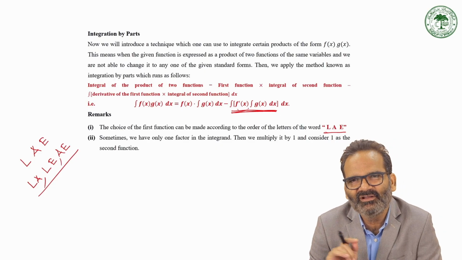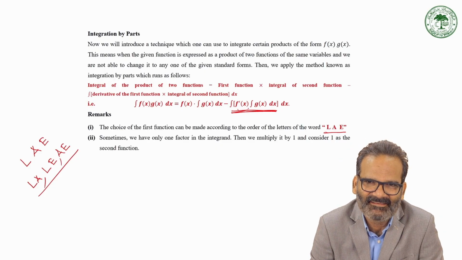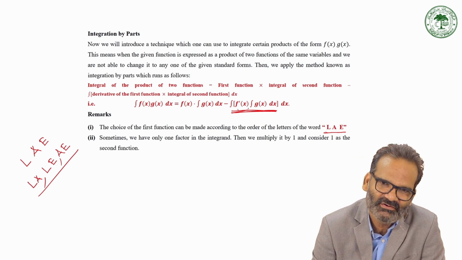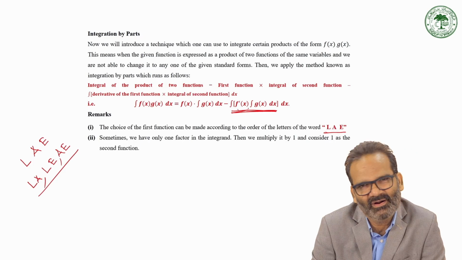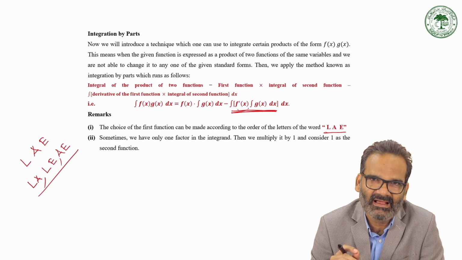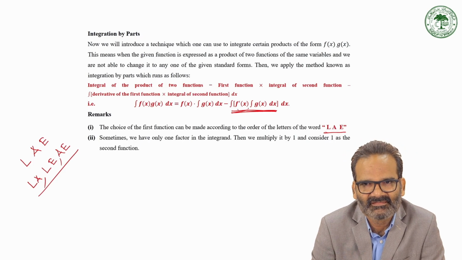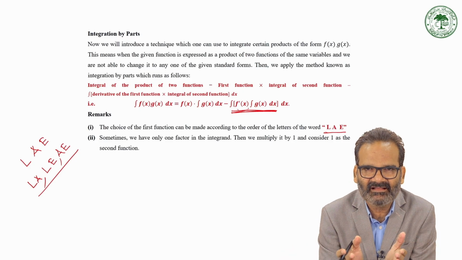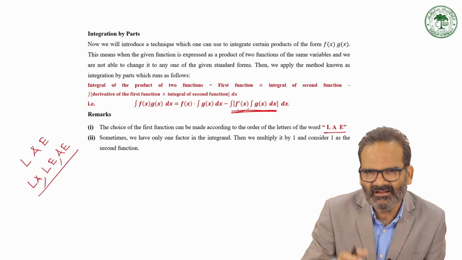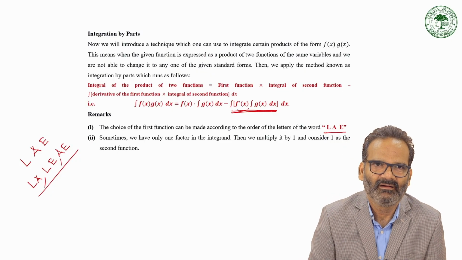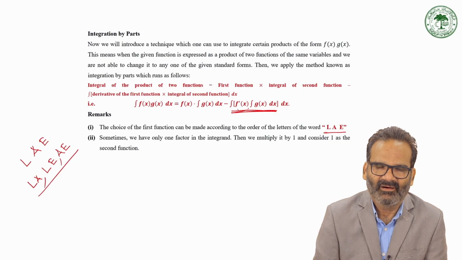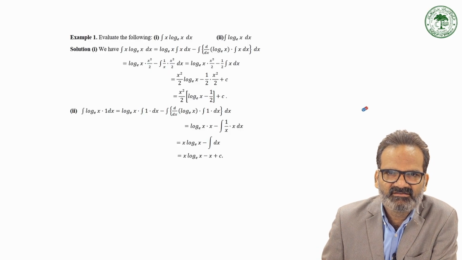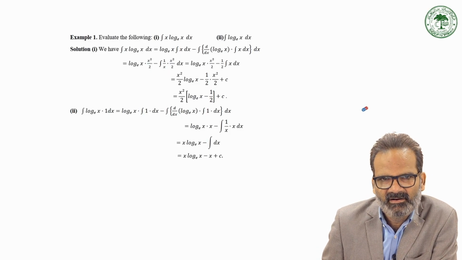Sometimes only one function is given, as we will see in the examples further, and you have to find its integral. So what we will do is multiply that function with 1. We consider 1 into the given function as a product of two functions, and then we use the formula of integration by parts. So students, let us proceed to some numerical questions based on the method of integration by parts.